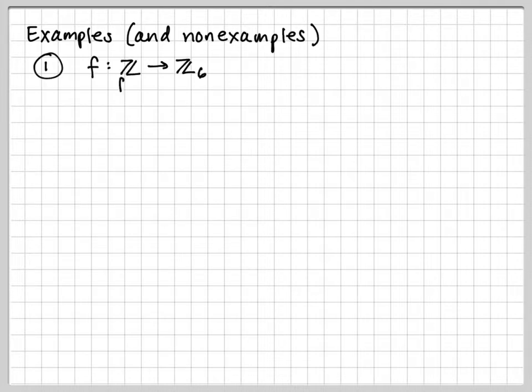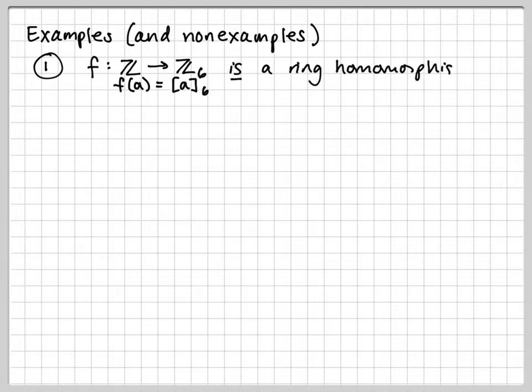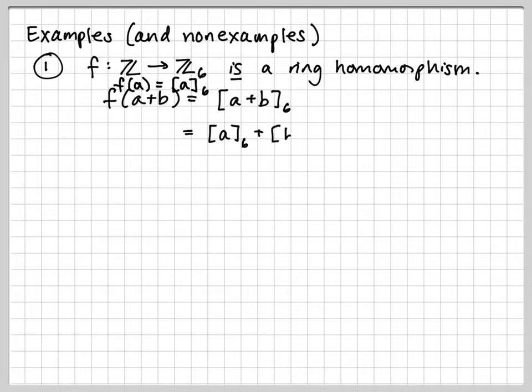I want to do some examples, and you know me, I like to do some non-examples too. So here's my first example. I'm going to take f as a function that goes from the integers to the integers mod 6. It's going to take a to its equivalence class mod 6. And I'm running through the calculations here.